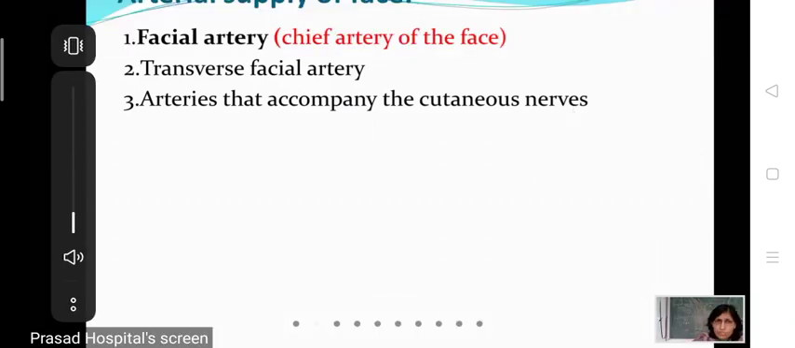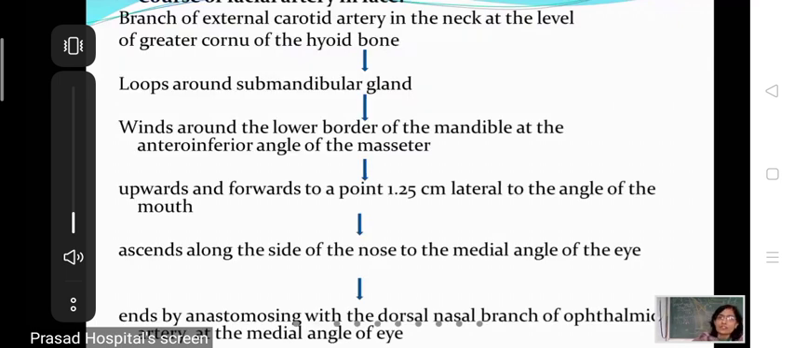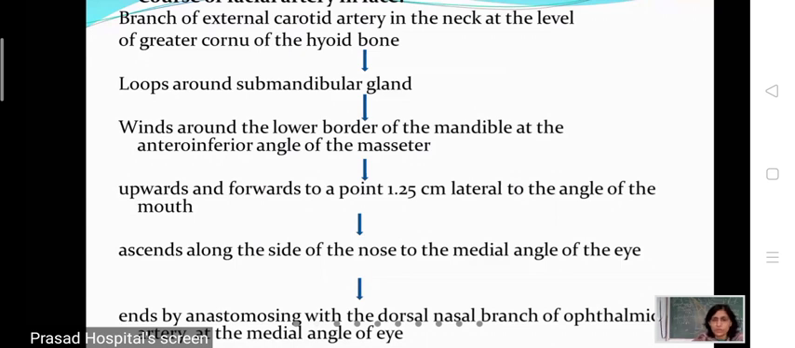Okay. So first, the facial artery. I'm going to omit this slide because I'll show you this in a diagram, or we can just go through this. The facial artery in the face arises from the external carotid artery. It is a branch of the external carotid artery in the neck at the level of the greater cornu of the hyoid bone. Then it enters the submandibular region and loops around the submandibular gland.